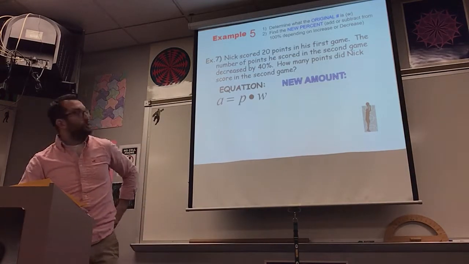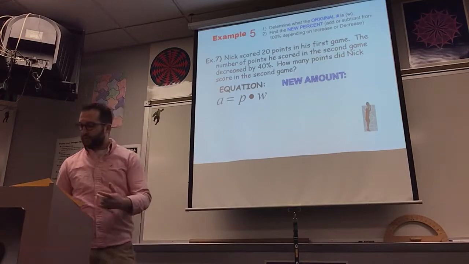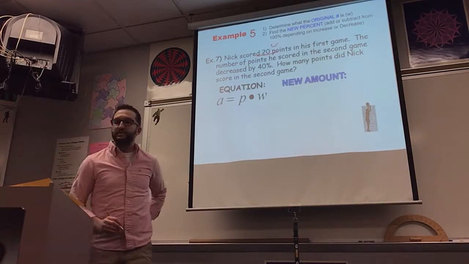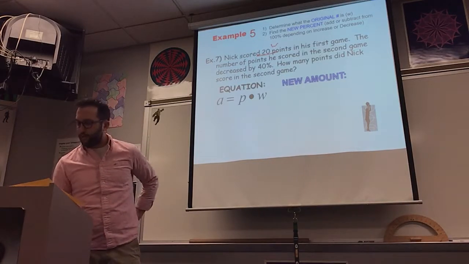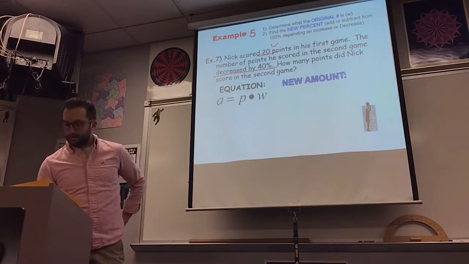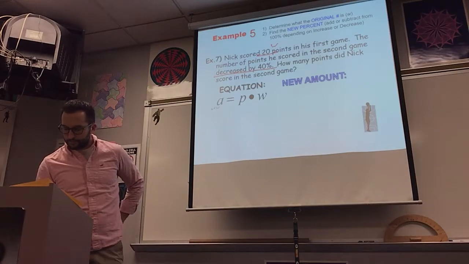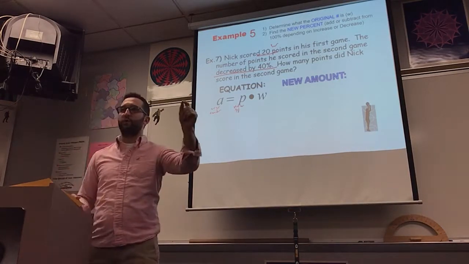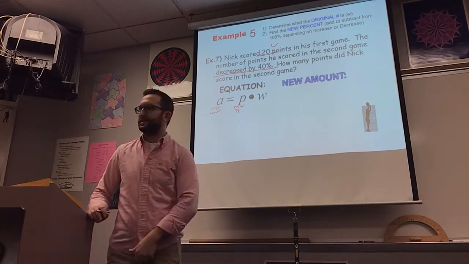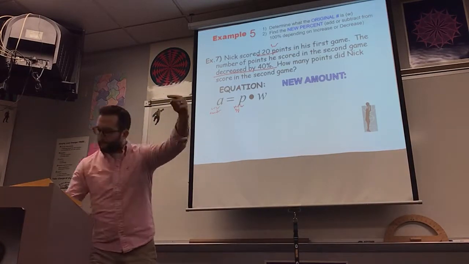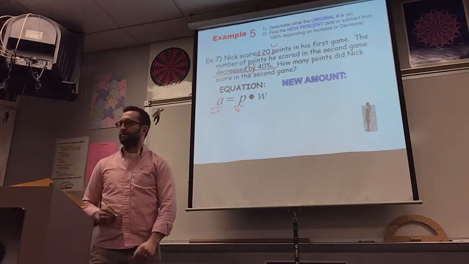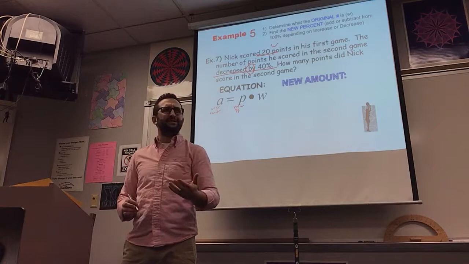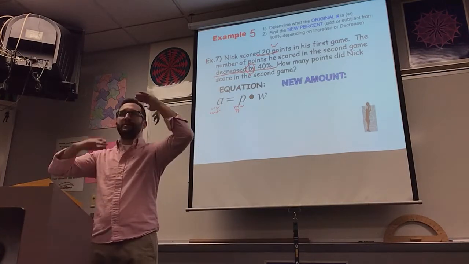All right. We want to determine the original number as W. Nick scored 20 points in his first game, so that would be his original value. The number of points he scored in the second game decreased by 40%. Now, A is our new amount. P is our new percent, which is not 40%. Why? It's decreased by 40%, not decreased to 40%. From what? From 100. From however many points he had before.